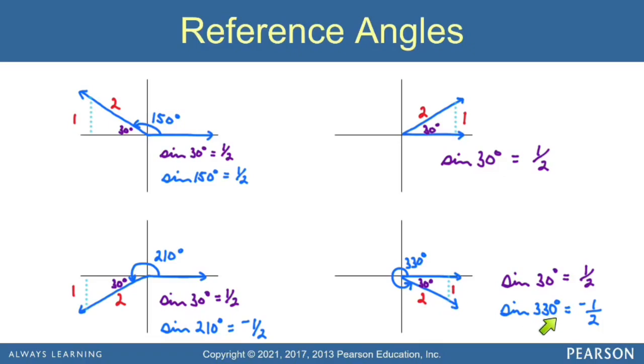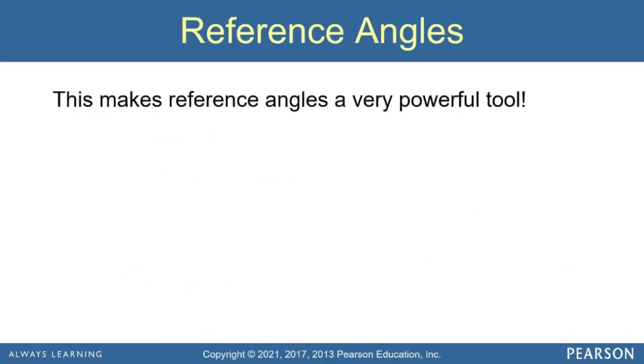So the sine of 330 degrees is negative 1/2. And now you can see that just from memorizing this one sine value, we memorized the fact that sine of 30 degrees is 1/2. But then by using reference angles, we're able to take that one sine value and expand it into 4 sine values total, because there's one angle in each quadrant that has 30 as a reference angle. So we memorized 1, but with reference angles we expanded it into 4. So this makes reference angles a very powerful tool.